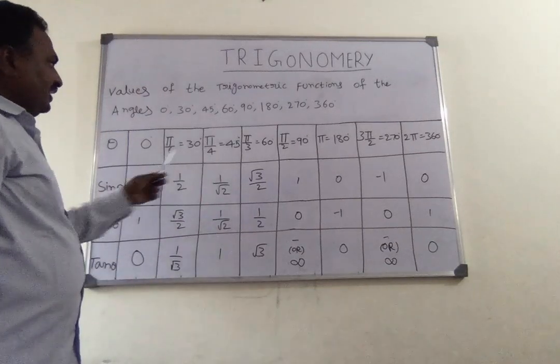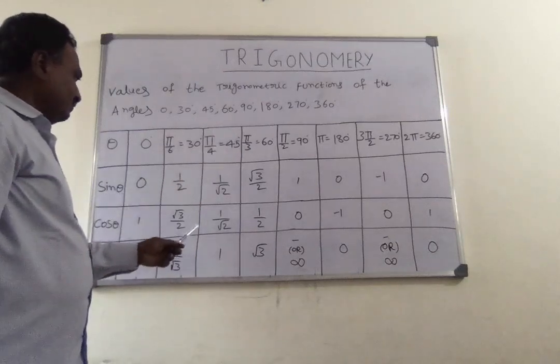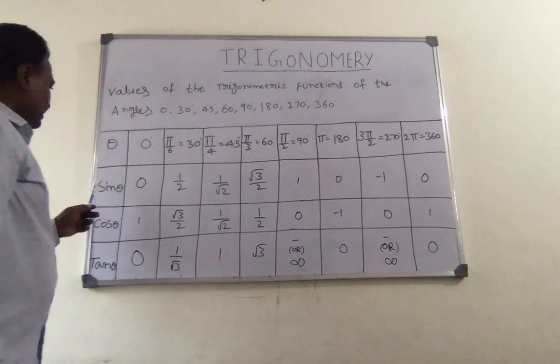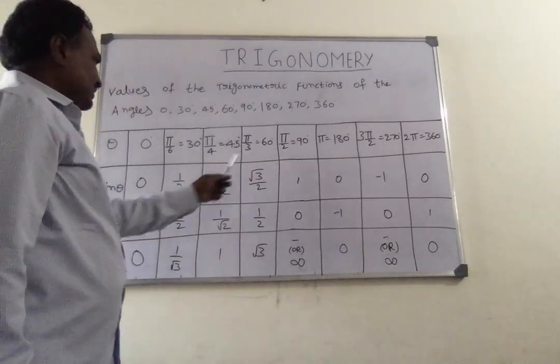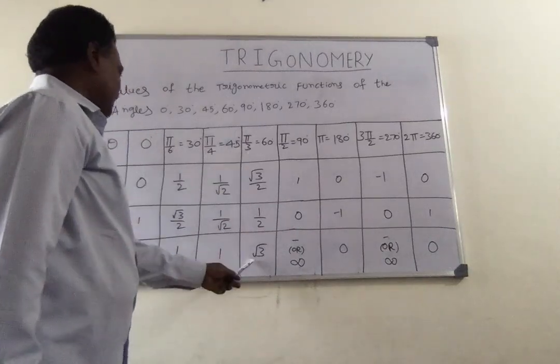Similarly, sin 45 degrees equal to 1 by root 2, cos 45 degrees equal to 1 by root 2, tan 45 degrees equal to 1. Similarly, sin 60 degrees equal to root 3 by 2, cos 60 degrees equal to 1 by 2, tan 60 degrees equal to root 3.